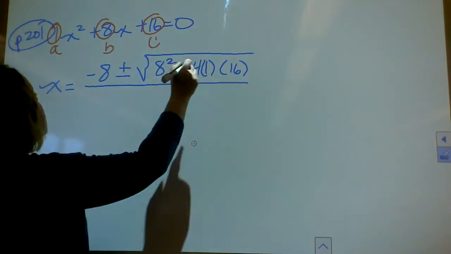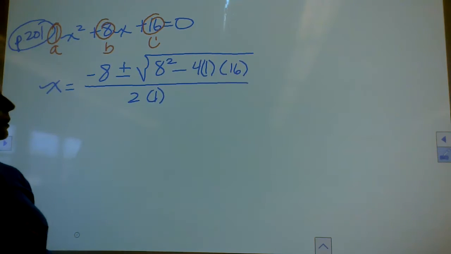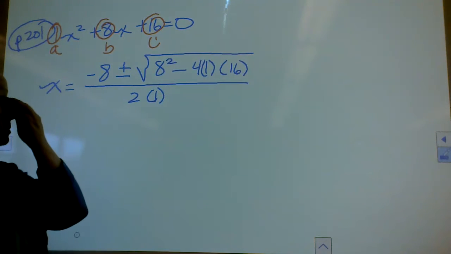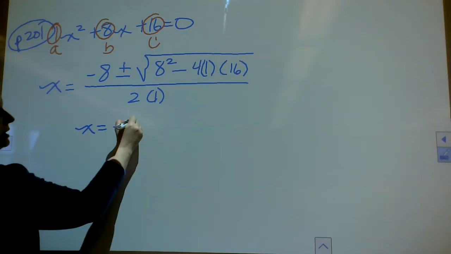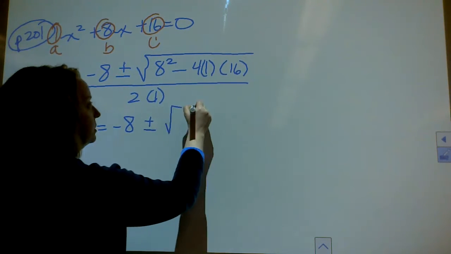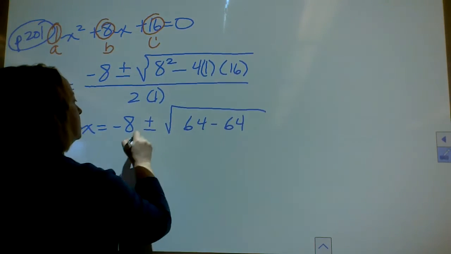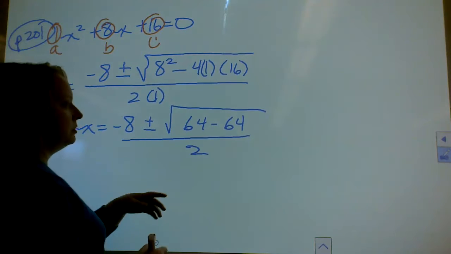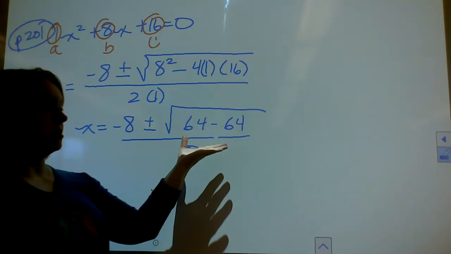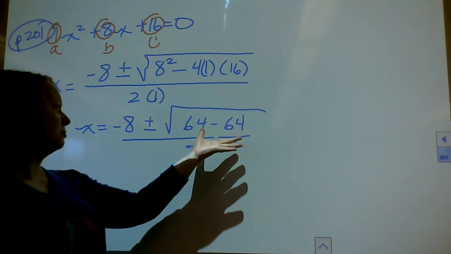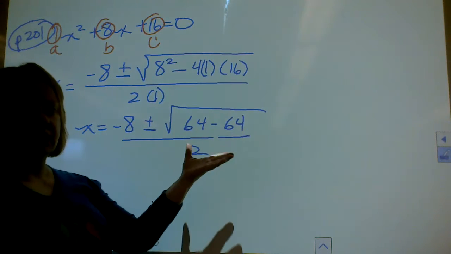All over a long fraction bar, 2 times 1. And then we're just going to simplify the rest of the problem here. x equals negative 8 plus or minus the square root of 64 minus 64, all over 2. Well, this comes out to be 0. The square root of 0 is 0, so negative 8 plus or minus 0 is still negative 8.